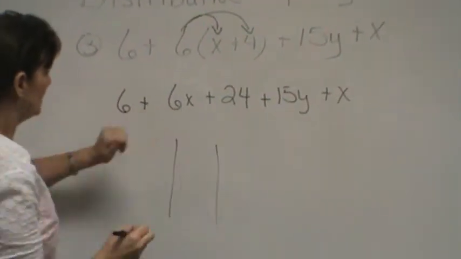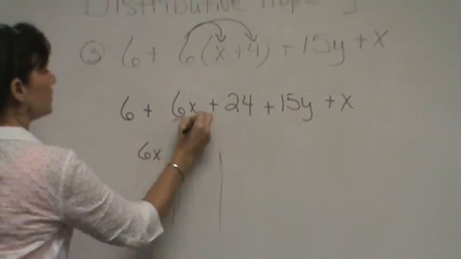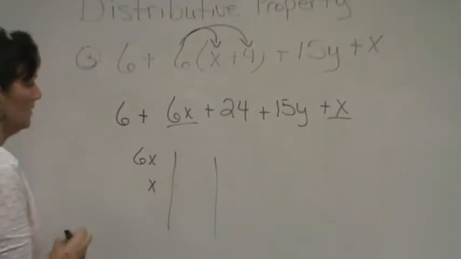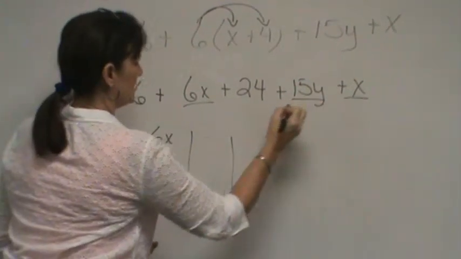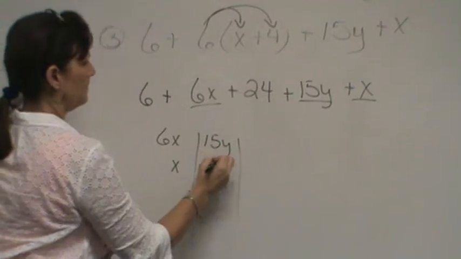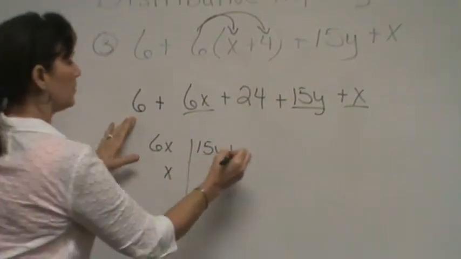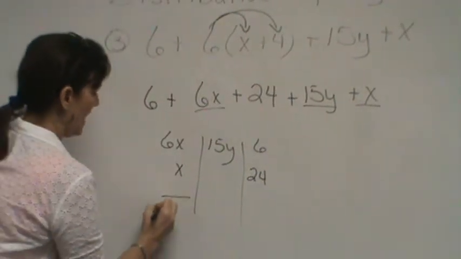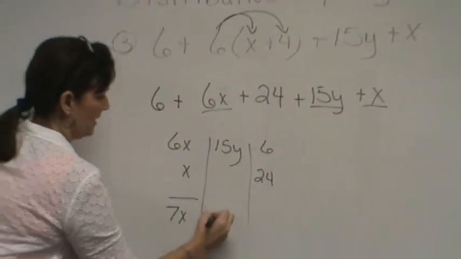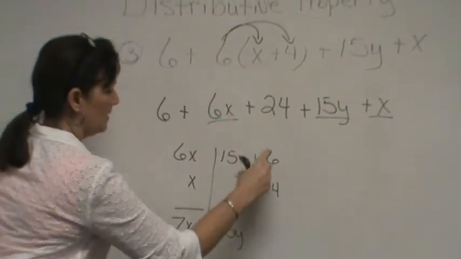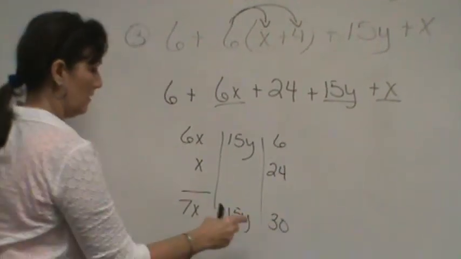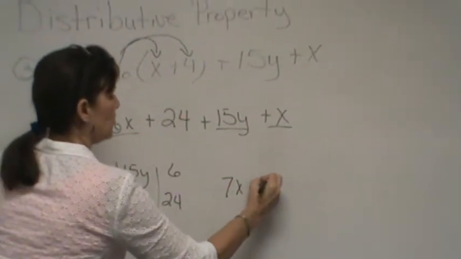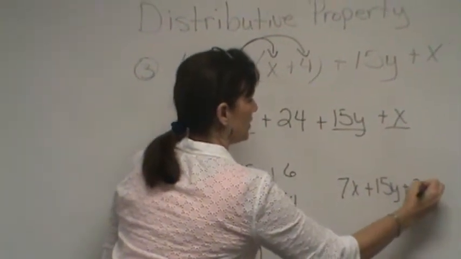Okay, x, we'll use that first because I'm going in alphabetical order. X, then my y's would be next, 15y. Now all I have left are plain numbers, 6 and 24. When I add, I have 7x, I have 15y, and I have 30. They were all positive, so it's 7x plus 15y plus 30.